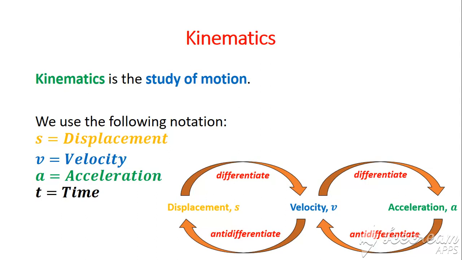To differentiate displacement, we get velocity. When we differentiate velocity, we get acceleration. And when we anti-differentiate acceleration, we're back to velocity. And anti-differentiating velocity, we're back to displacement.